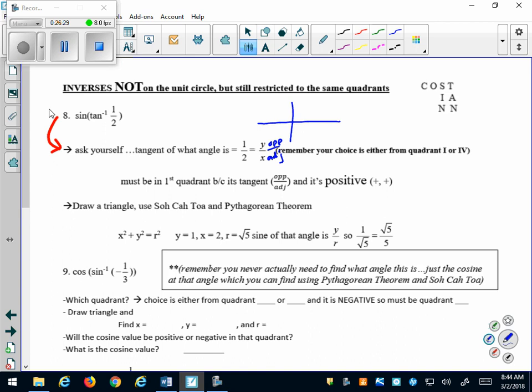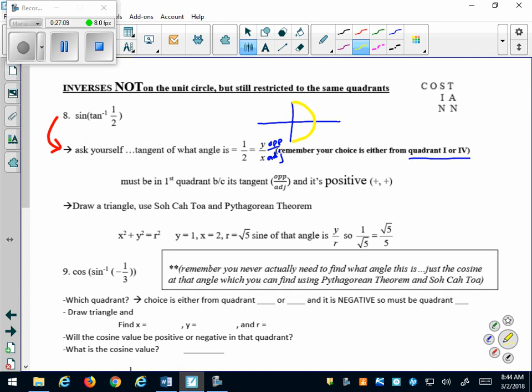And then we have to think about what quadrant we're in here. If it's a positive and our restricted domain for inverse is in either quadrants 1 or 4, and we have a positive tangent, which quadrant does it have to be in? 1. That's really important that you pick the right quadrant. All right? So there's only one answer to that question.